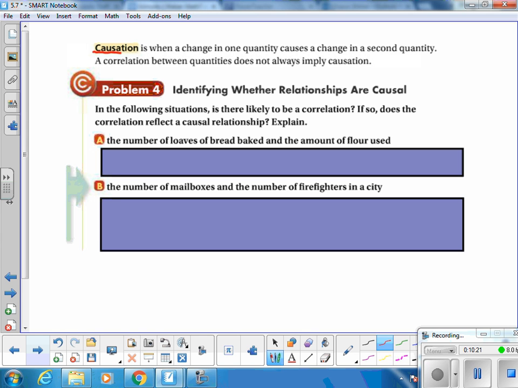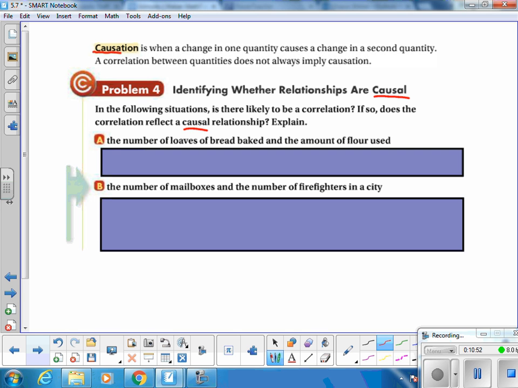Identify whether relationships are, oh, here's a fun word, causal. In the following situations, is there likely to be a correlation? If so, does the correlation reflect a causal relationship? A causal, it's not casual. Causal relationship. Explain.